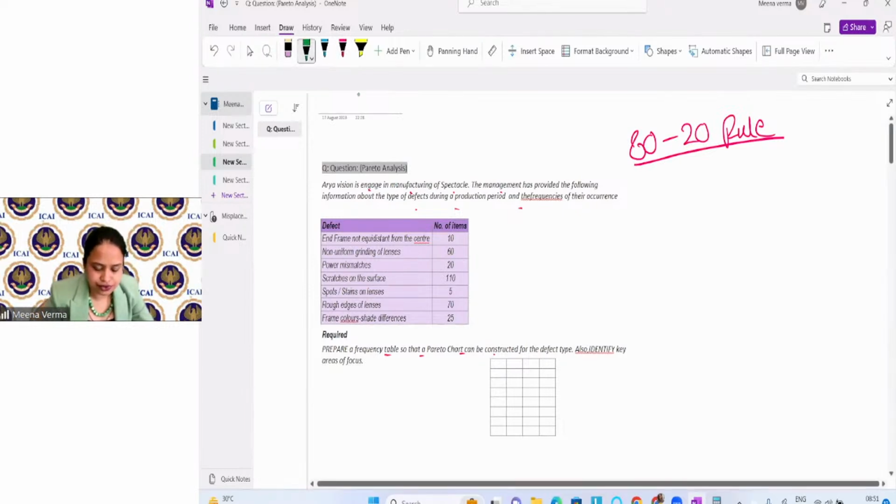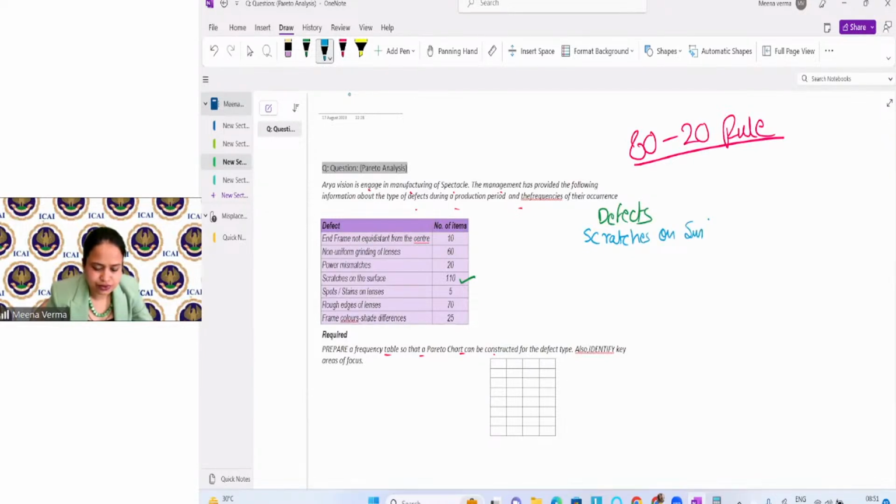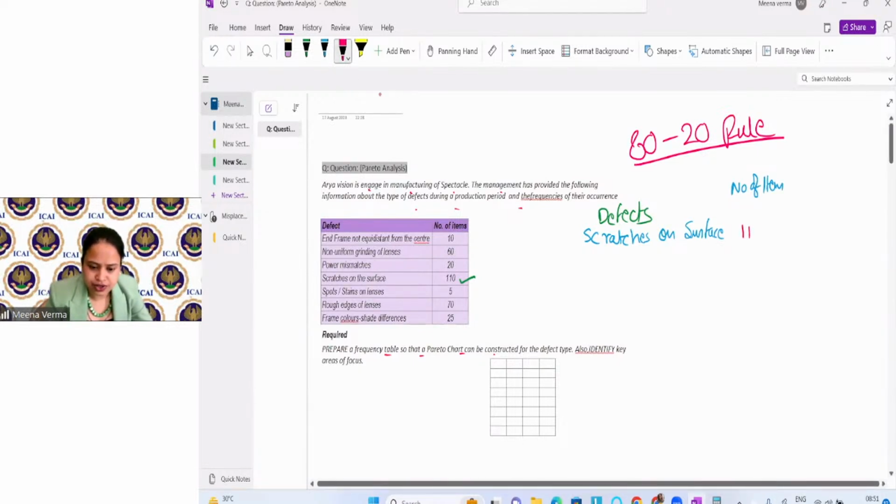So we will see the defects. What defect is the company incurring? See the highest one: scratches on the surface. Number of defective items is how many units? 110. Cumulative frequency and the percentage we will find.